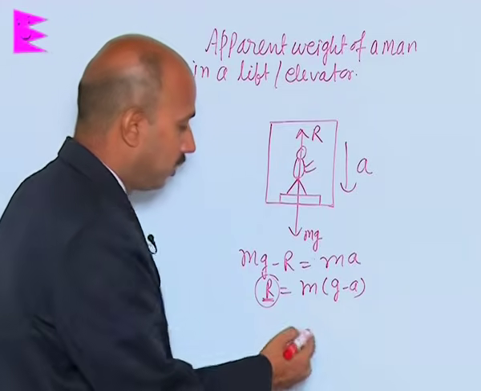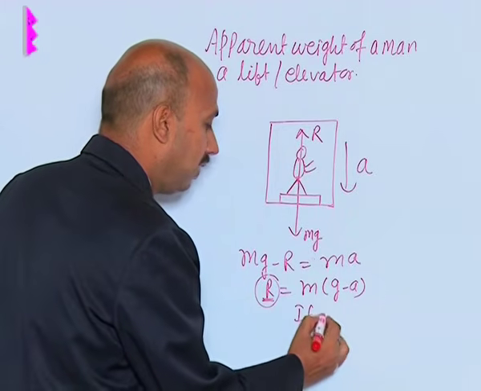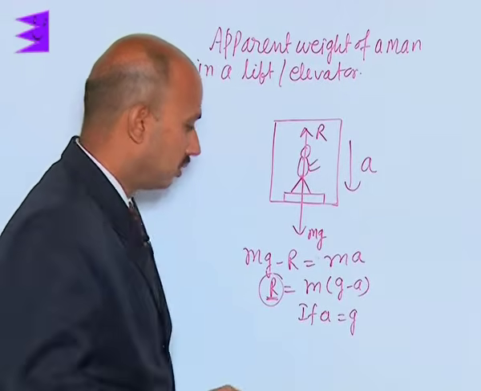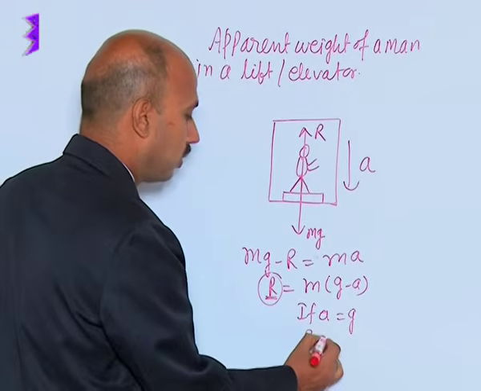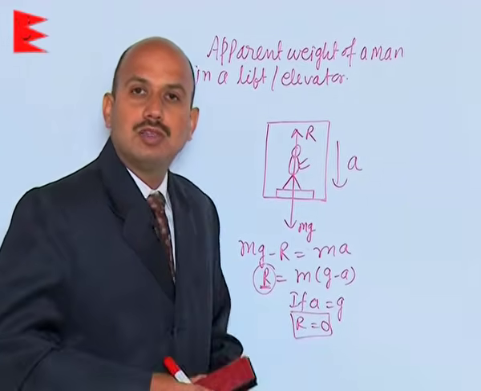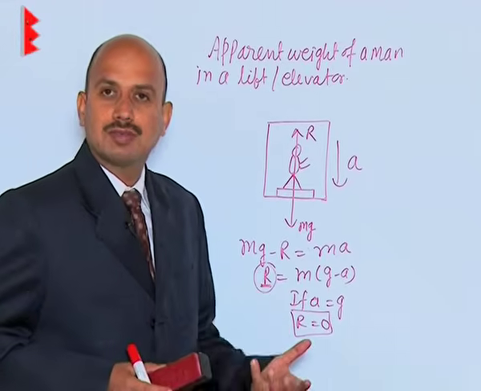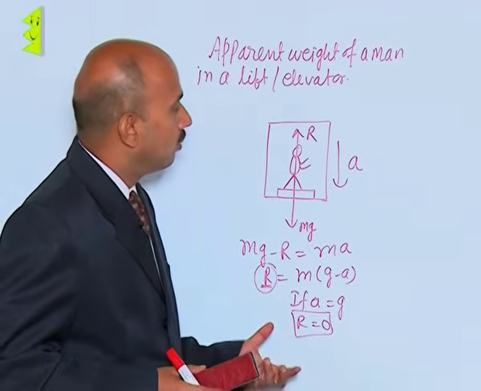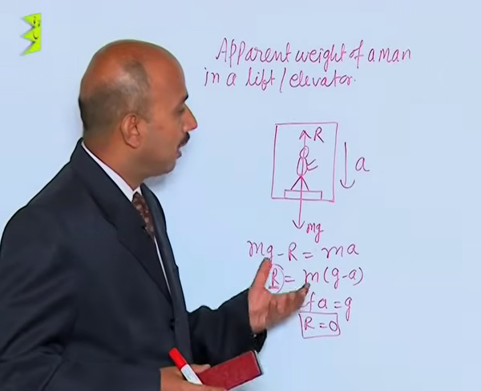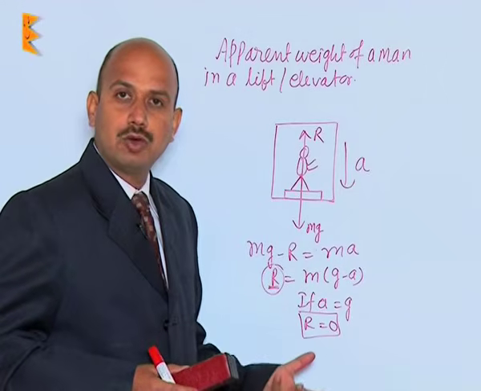But suppose, if a is equal to g, that is a freely falling condition, then R is equal to 0. That means the apparent weight will be equal to 0. This is the situation of weightlessness.